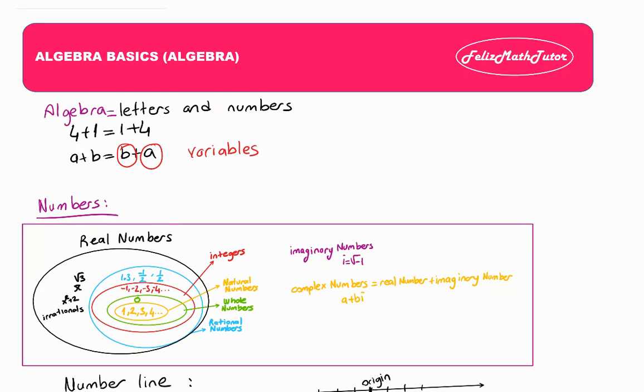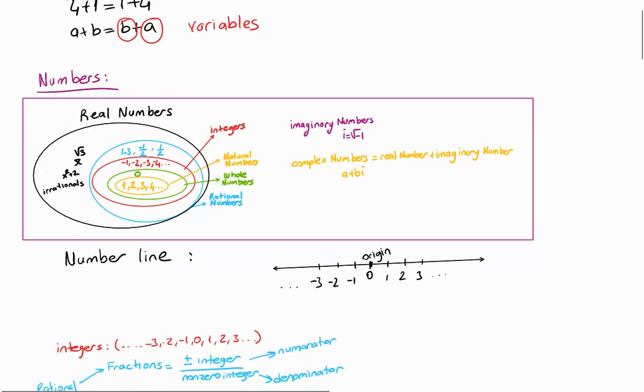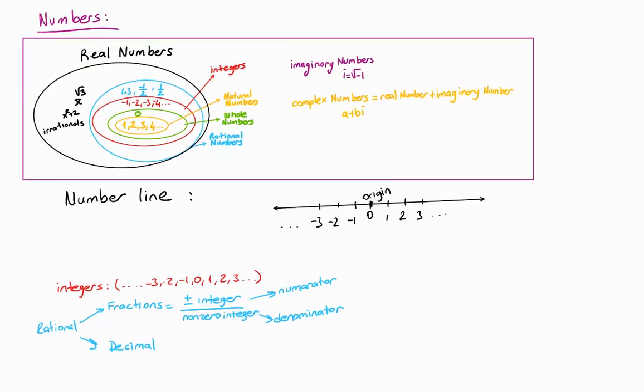Okay. So understanding algebra depends on how well we know the numbers. So let's talk about some numbers. So we have real numbers, some imaginary numbers, and complex numbers. In the real numbers category, we have integers, natural numbers, whole numbers, rational numbers, and irrational numbers.